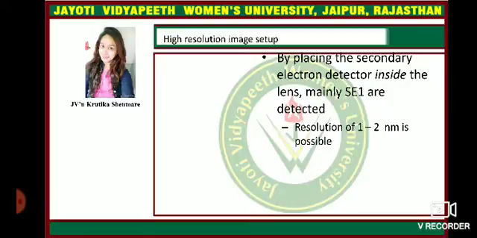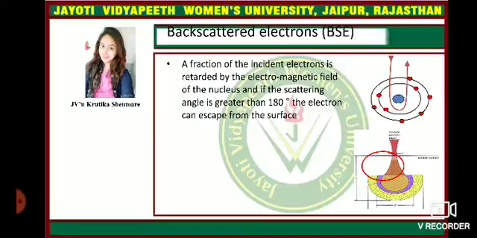By placing the secondary electron detector inside the lens, the main secondary electron 1 are detected. That is, a resolution of 1 to 2 nanometers is possible. As for the backscattered electrons, a fraction of the incident electrons is retarded by the electromagnetic field of the nucleus, and if the scattering angle is greater than 180 degrees, the electrons can escape the surface.